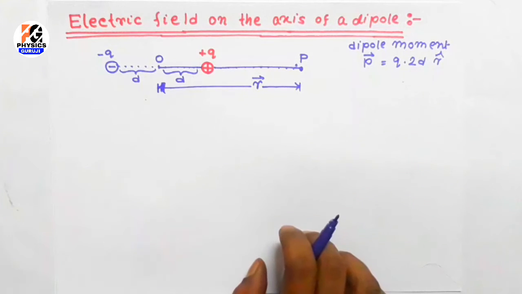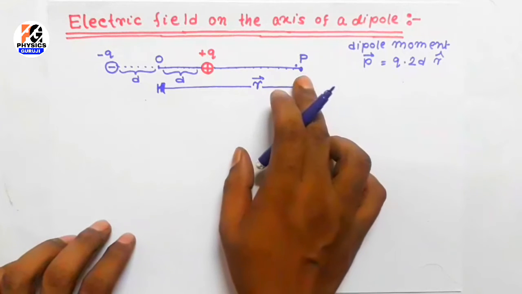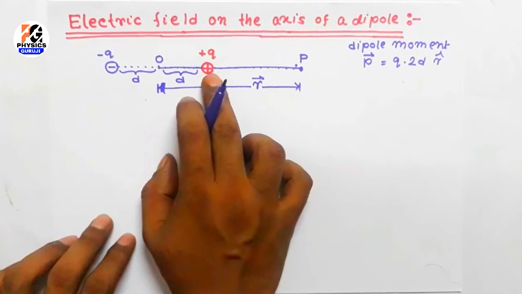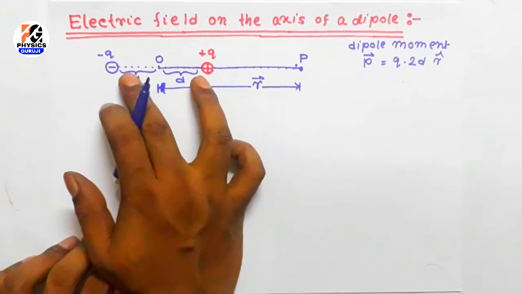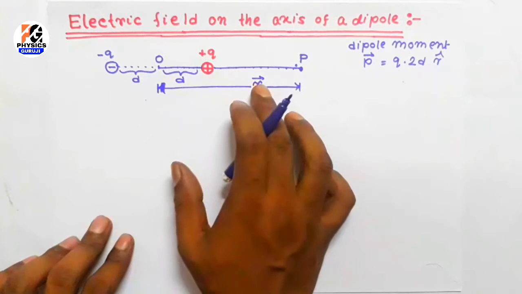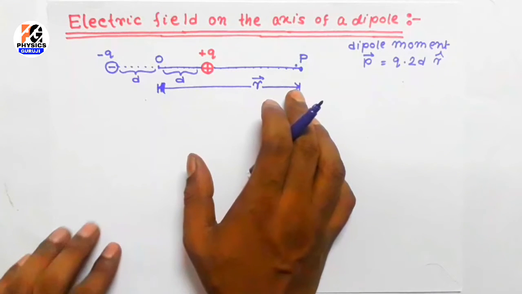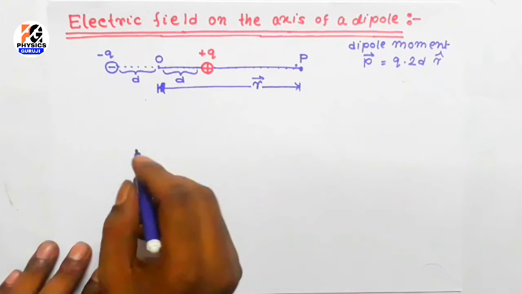Now to find the electric field due to this dipole, I have to calculate the electric field due to this positive charge and the electric field due to this negative charge, and using the superposition principle, adding these two, I will get the electric field due to this dipole. So let us start the calculation.